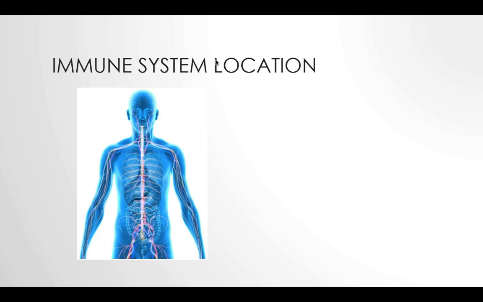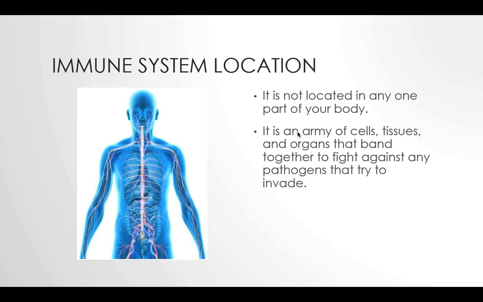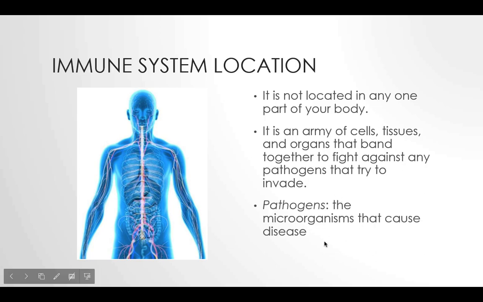So the immune system is something that God designed for your body to keep you healthy and to heal you once you've become sick. Okay, it's not located in any one part of your body. Actually, the immune system is everywhere in your body. There's lots of different areas your immune system is located, and we're going to talk about some of them. It's an army of cells. It really is an army. Cells, tissues, and organs that band together to fight against any pathogens that try to invade. And again, pathogens are microorganisms that cause disease.